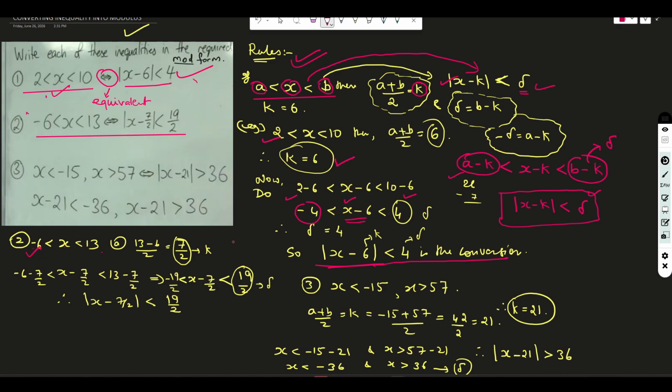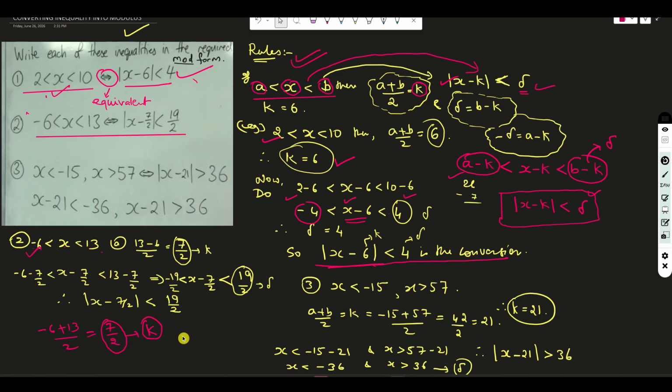So the average of minus 6 and 13 will be minus 6 plus 13 upon 2. This works out to 13 minus 6, which is 7, upon 2. So the average value that you get is 7 upon 2. This 7 upon 2 you take as your k value. So one thing you got, that k is 7 upon 2.